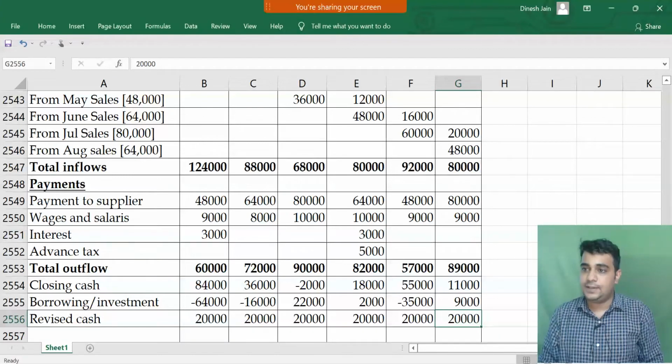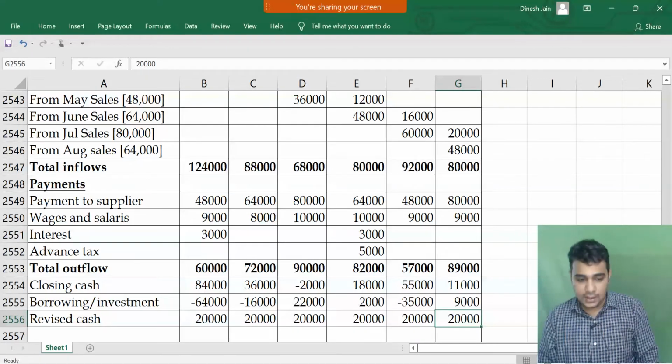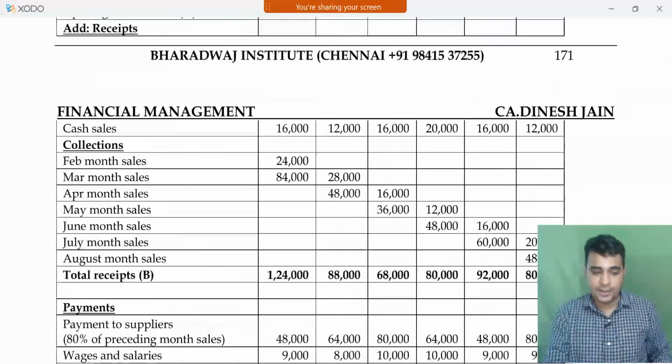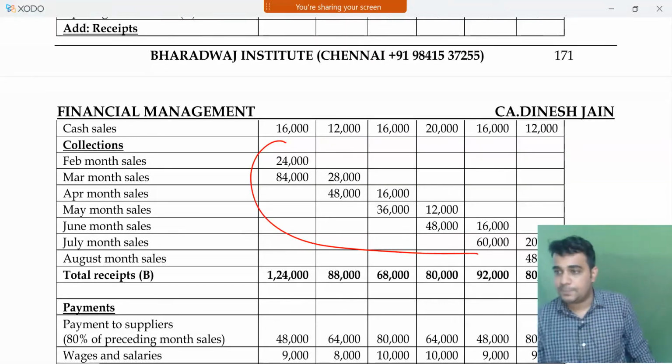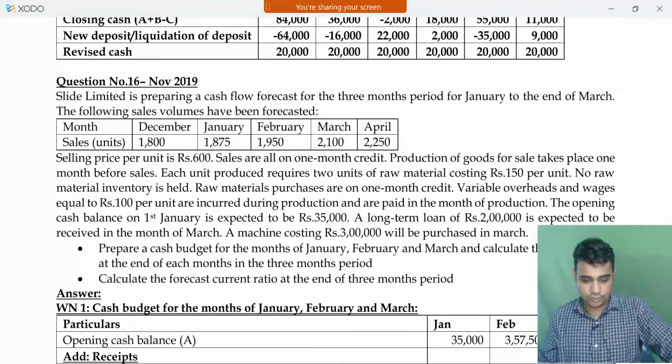This is the temporary either liquidation or you create a deposit or you borrow money depending on whether you have surplus money or not available at your end. The most important part is this. Be very clear on this collection part. This collection part is the most critical part in a cash budget. Go through question 16.